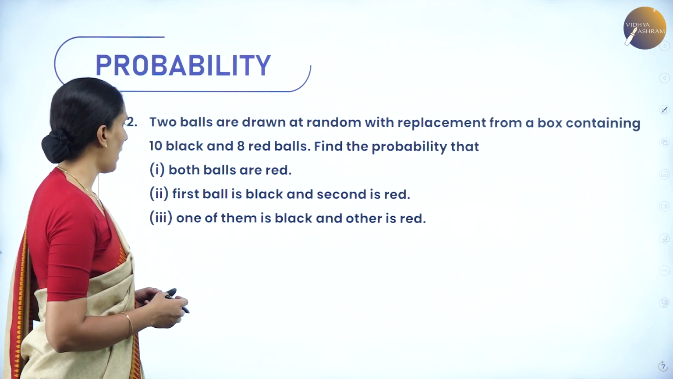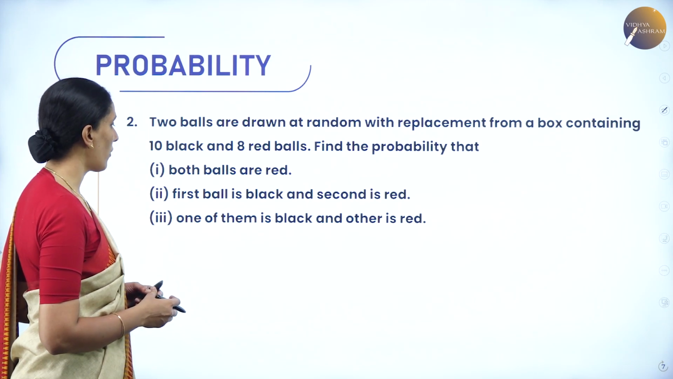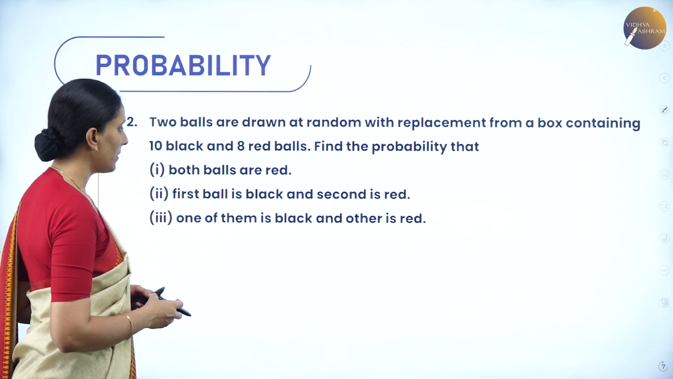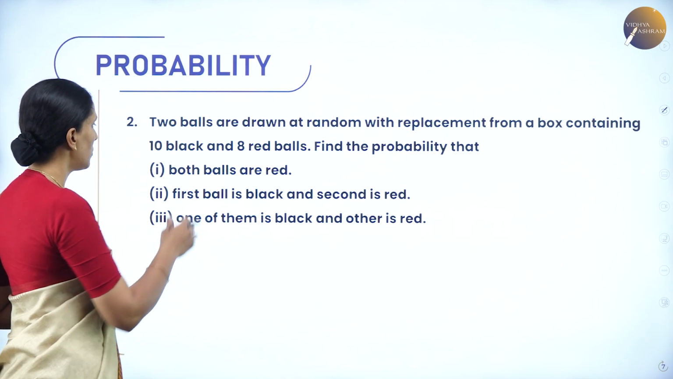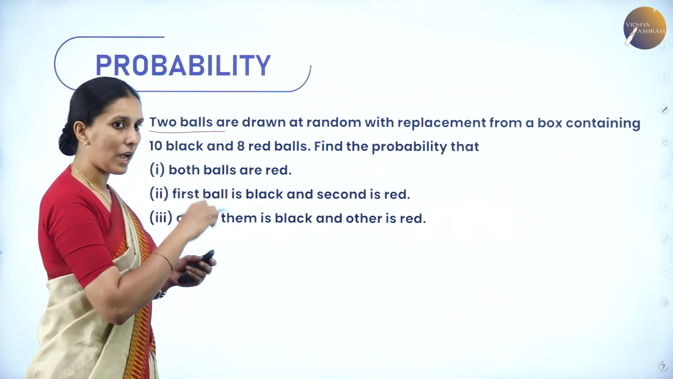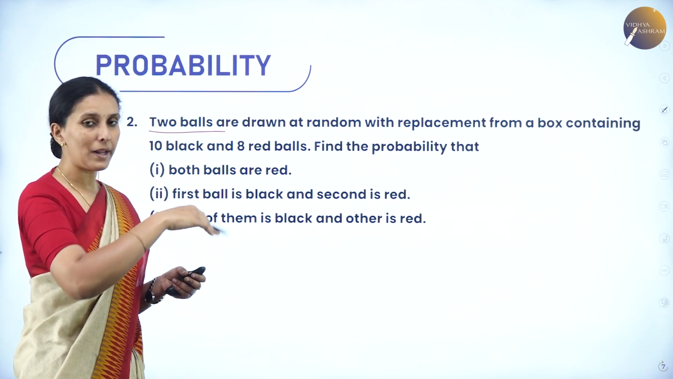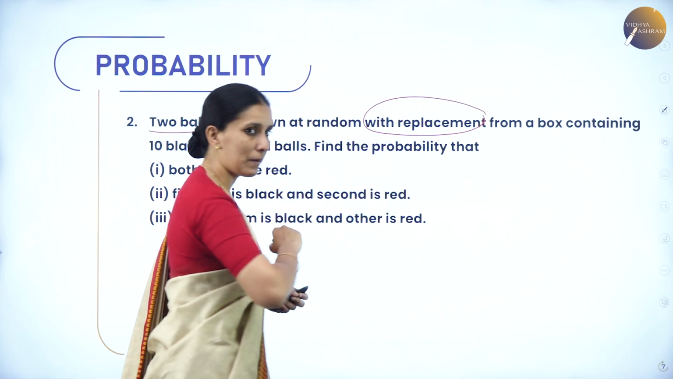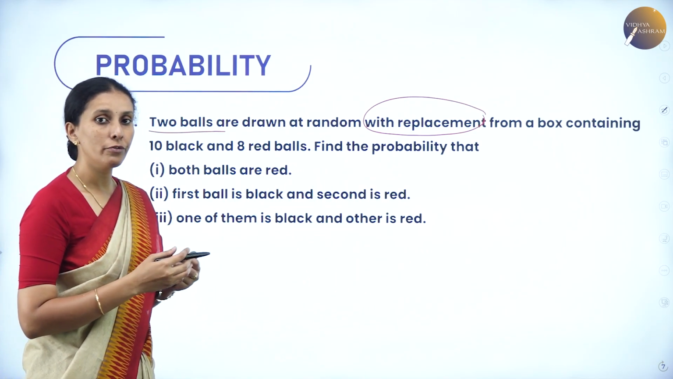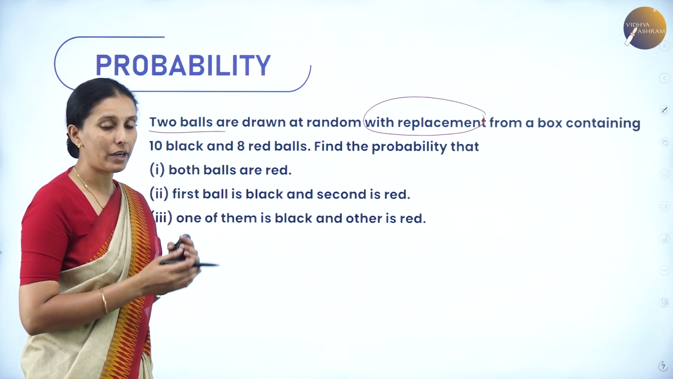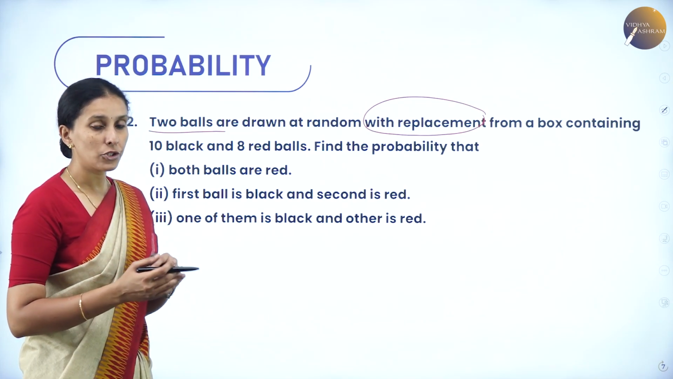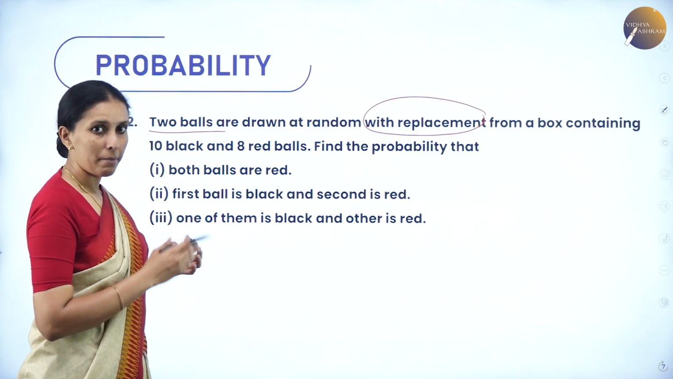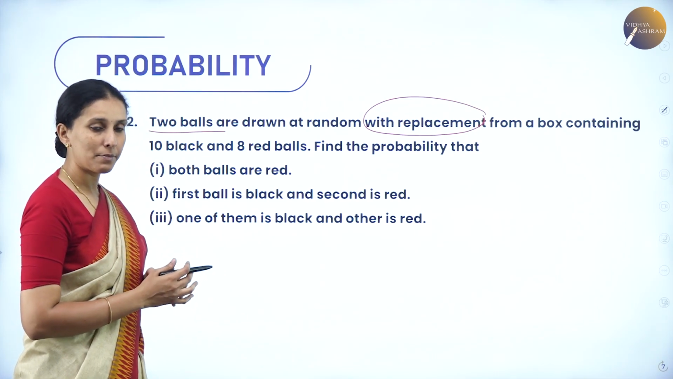Next question. 2 balls are drawn at random with replacement from a box containing 10 black and 8 red balls. Find the probability that both balls are red; first ball is black, second is red; one of them is black and the other is red. So 2 balls are drawn means after taking one ball, we will replace it back. Clearly they have given here the problem with replacement. The previous problem was without replacement, so in each event, the number of cards were going to be less. But here, the balls will be same throughout the experiment.